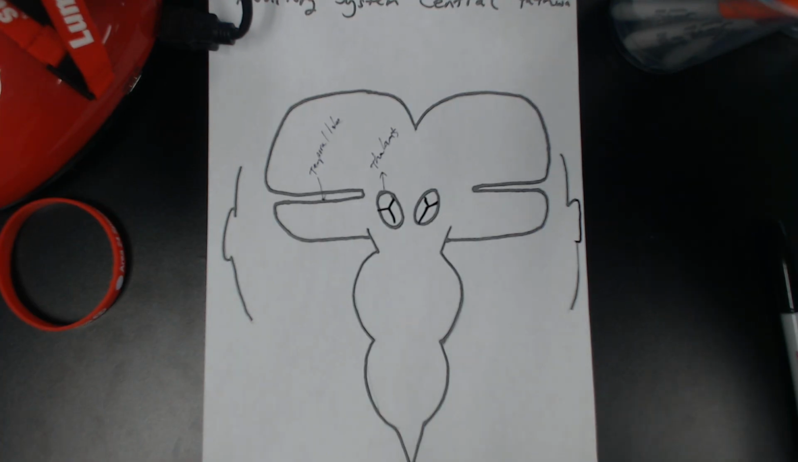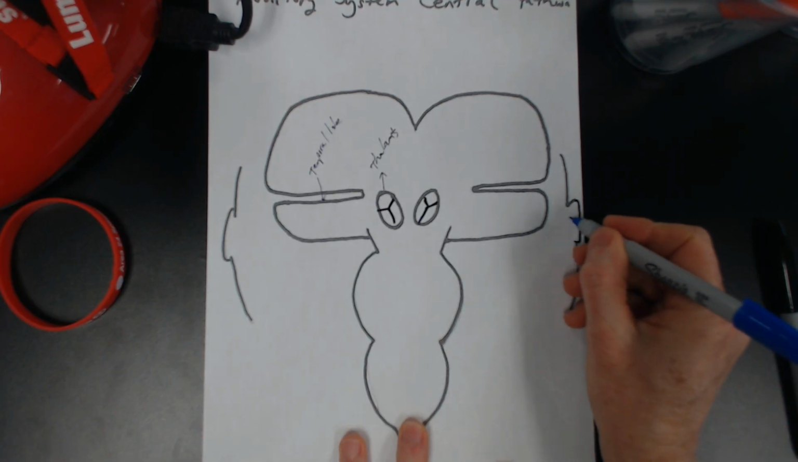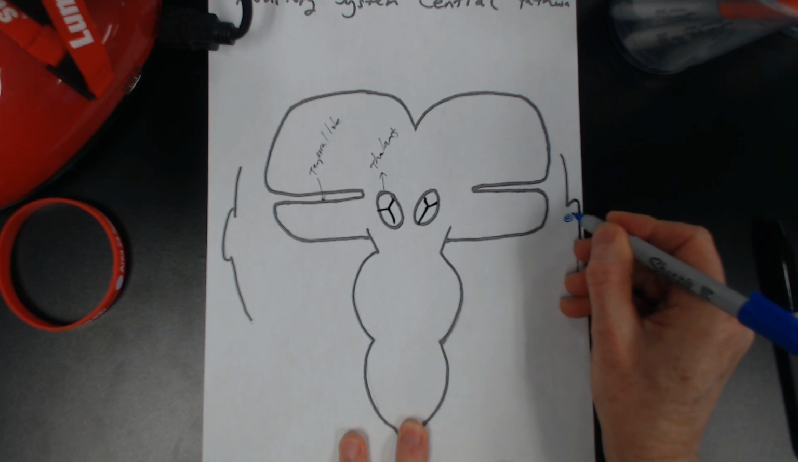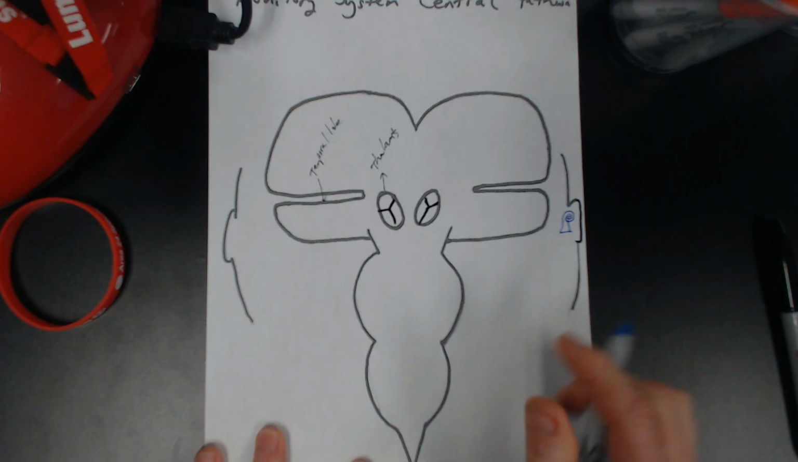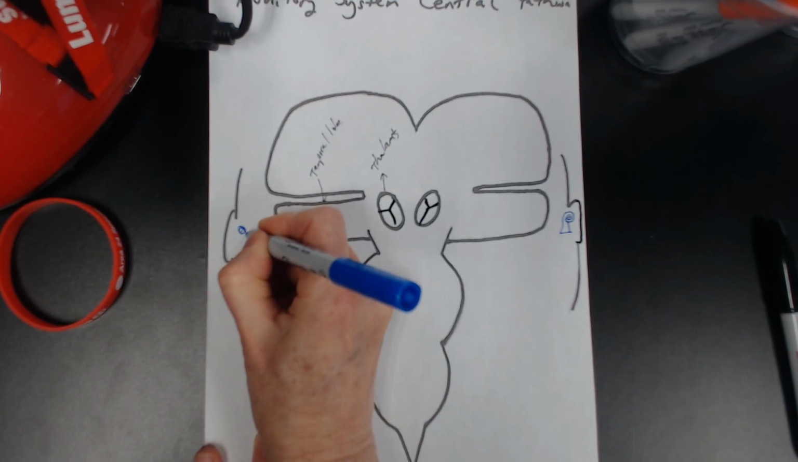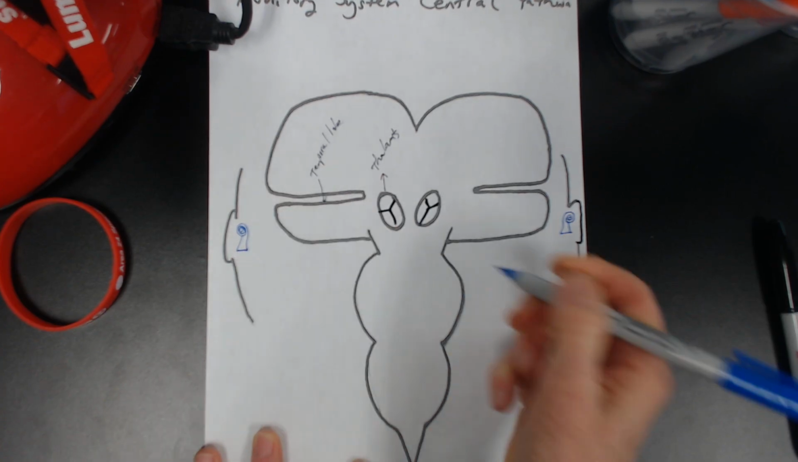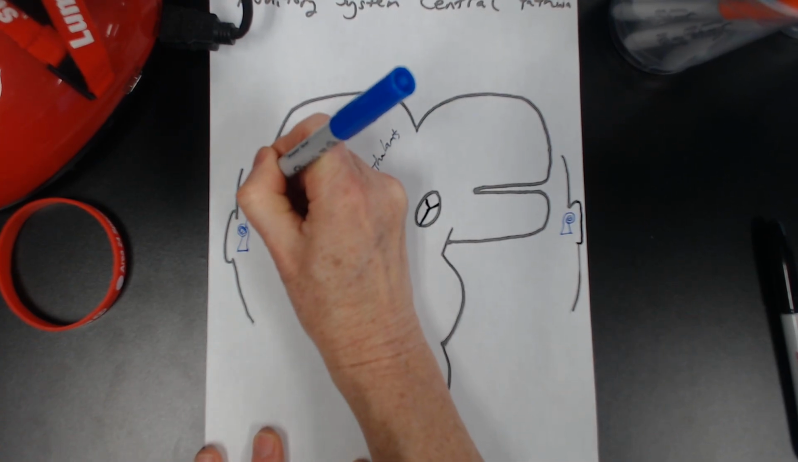Okay, they talked about the organ that's responsible for receiving sound information from the external environment. That's going to be your cochlea. So I'm going to represent the cochlea by this little snail shell-shaped organ here inside the left and right ears. Okay, so that's your cochlea.